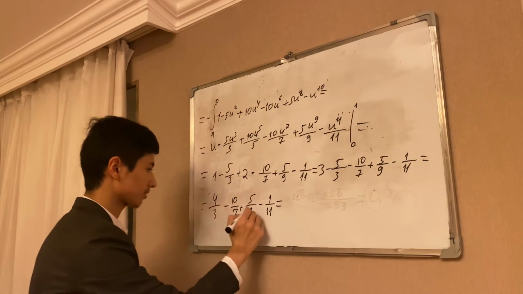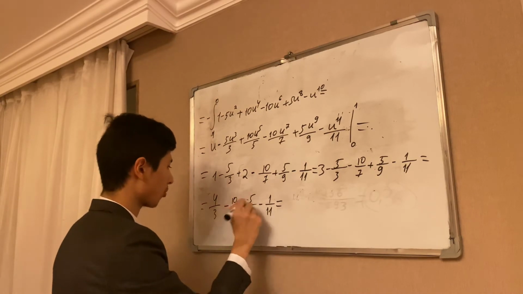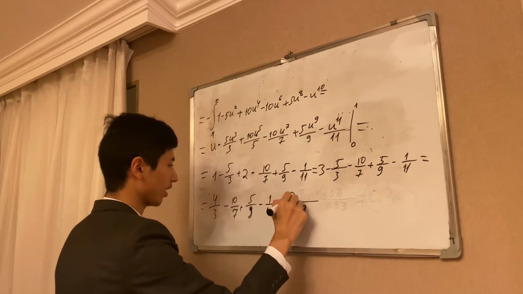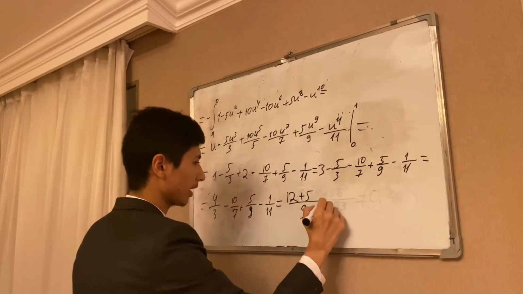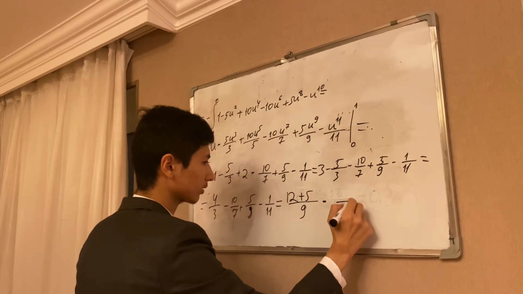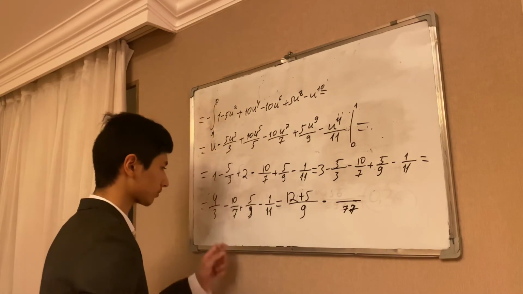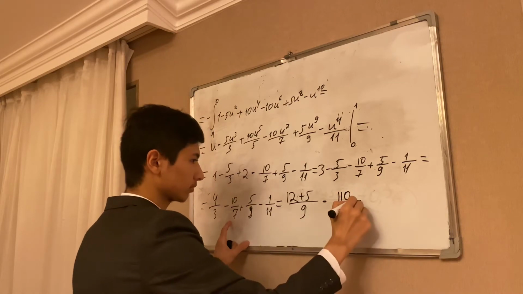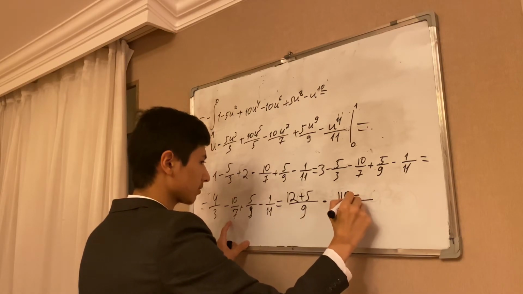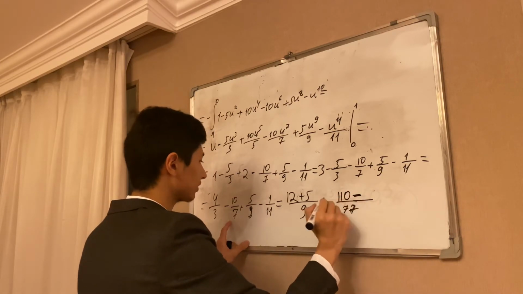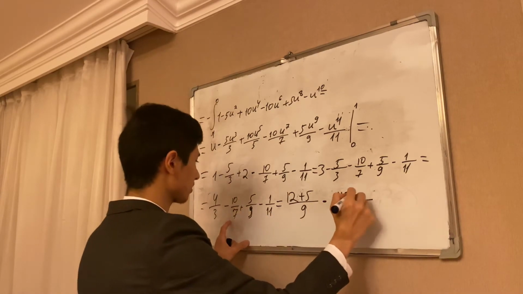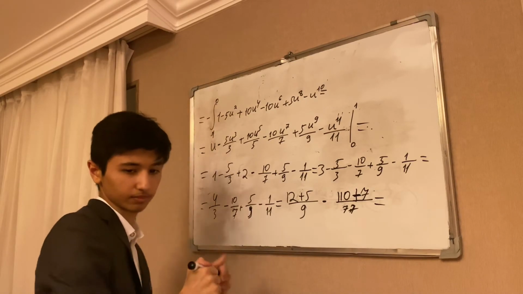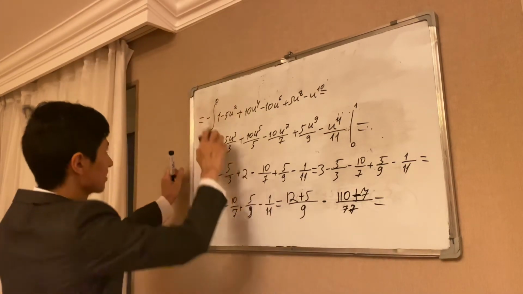And yes, so we combine these fractions together and get 12 plus 5, and here 77, 110 minus 110 plus 7 equals, let me erase this place.